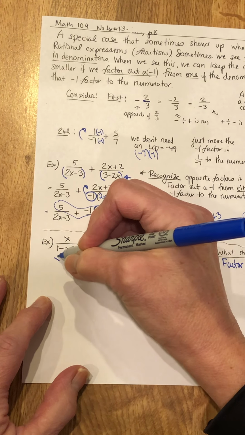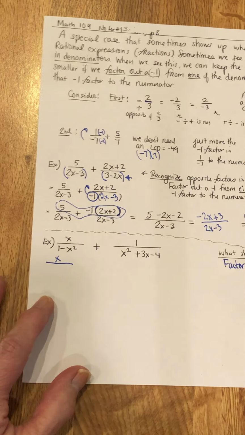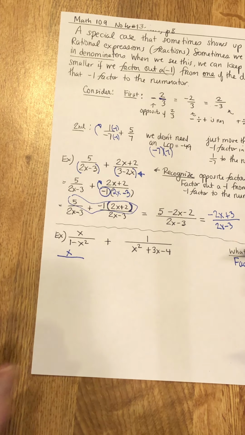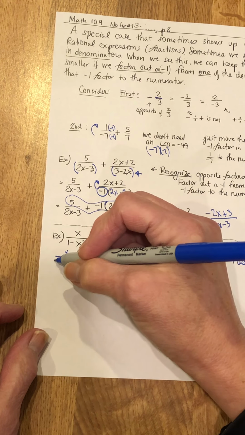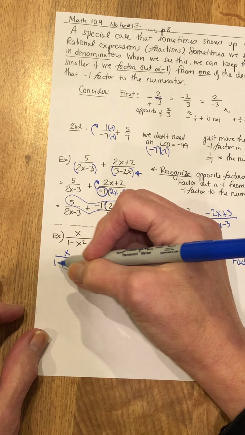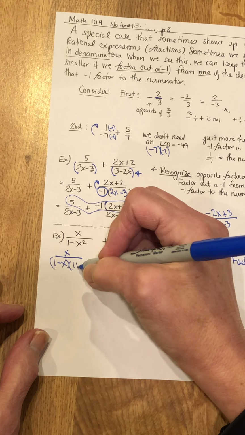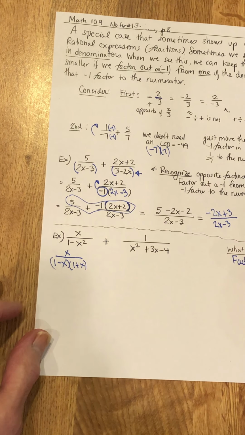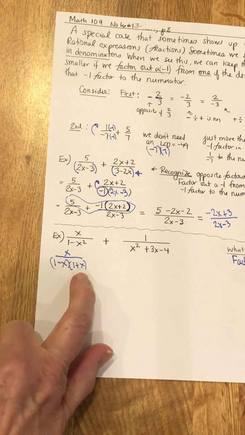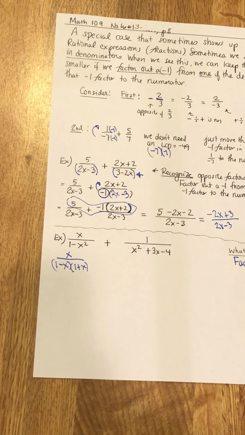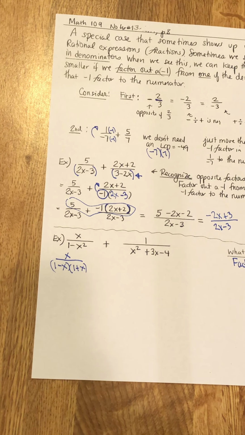So this first denominator, you should recognize that as a difference of 2 squares, but the x squared's in the back, so you have to factor it 1 minus x, 1 plus x. Got to have the x's in the back. This one could be the plus, this one could be the minus. That doesn't matter, but you can't flip that around to x minus 1, x plus 1. All right.